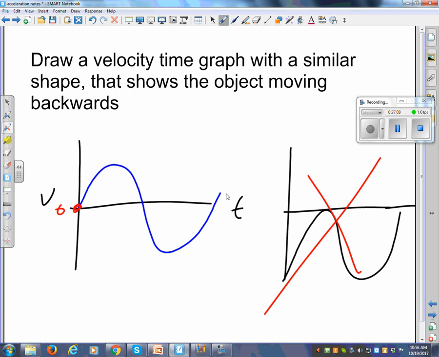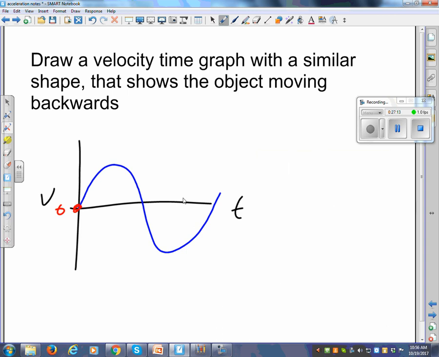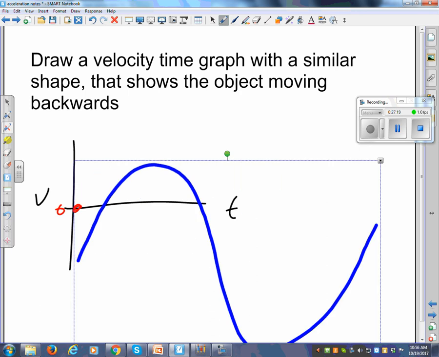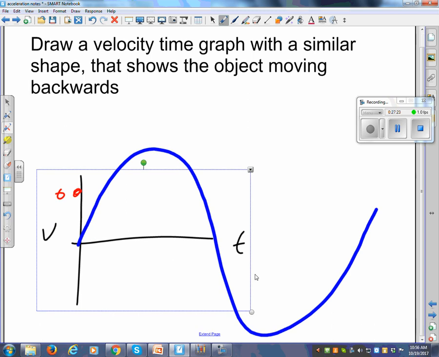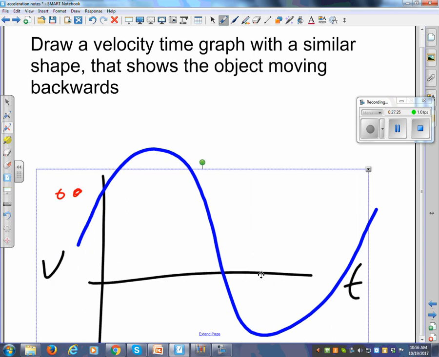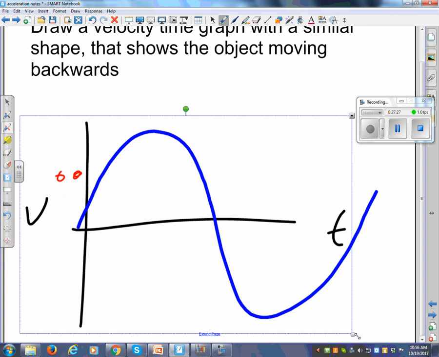In fact, you know what? Let's do this. I think this might be a good chance for me to do this. How big did you guys make this graph? Not very big? I'm just going to make it bigger so that I can draw on it.